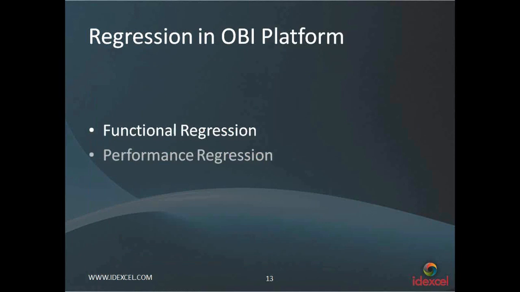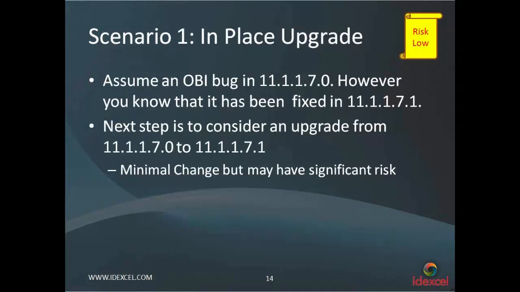So regression can take various forms, functional or performance. And today we are really focused on functional regression. Okay, so just to talk about a couple of scenarios. Assume that your current version of OBI is 11.1.7, but you know that there is a bug which has been fixed in an upcoming version.